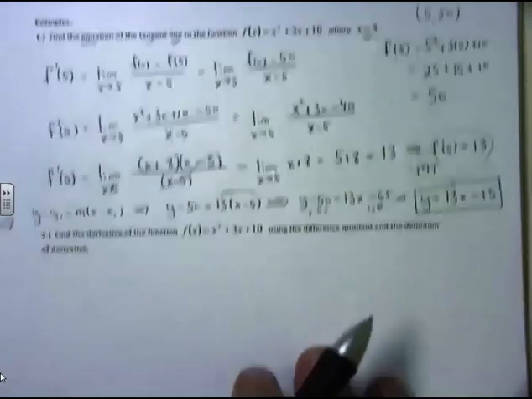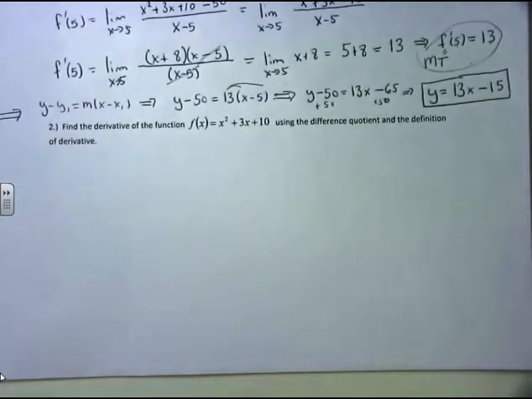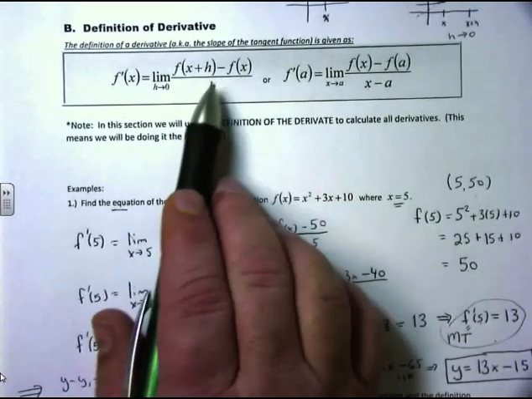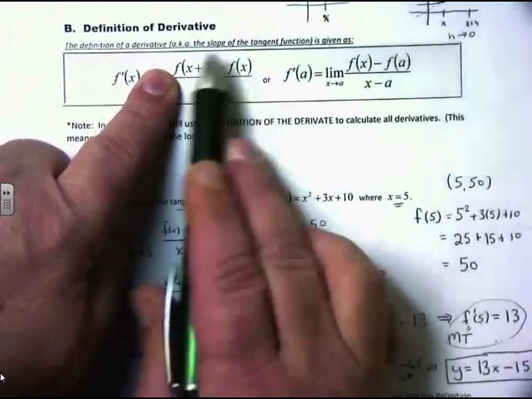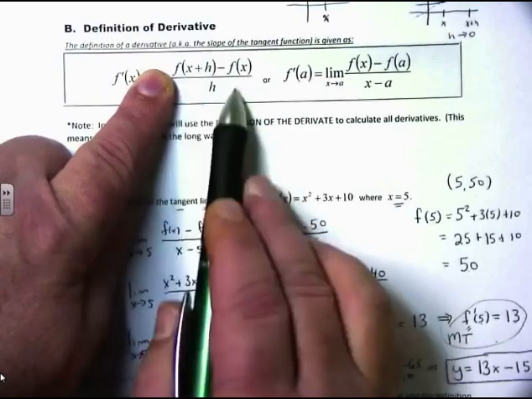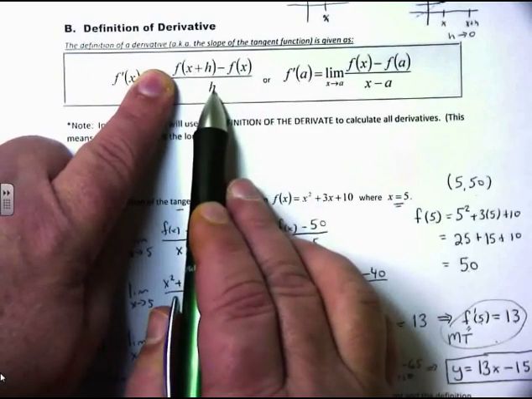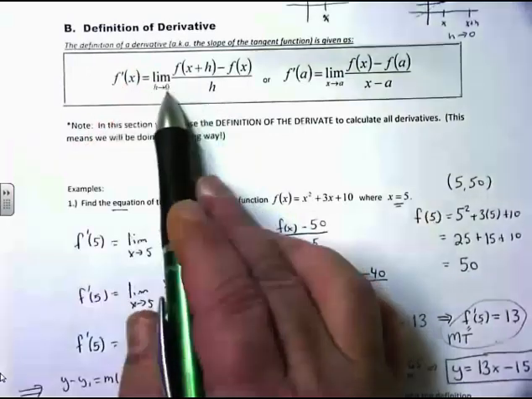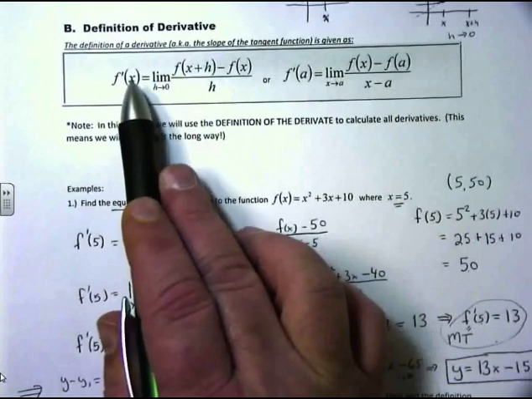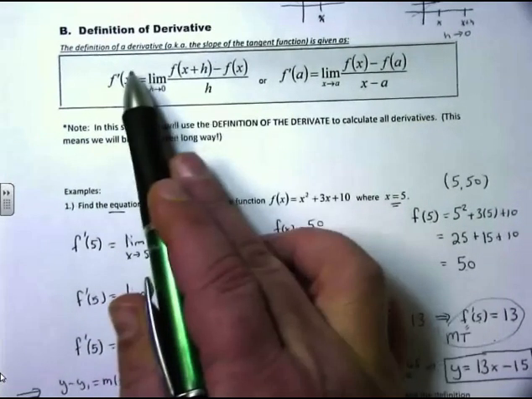Now, look at part number 2. Part number 2 asks you to find the derivative of the function using the difference quotient and the definition of derivative. Now, let's go back up here for just a second. If you remember from your college algebra days, this f of x plus h minus f of x all over h is something we call the difference quotient. So you guys have been prepared for this for many, many years now. What makes it the derivative is when you take the limit as h goes to 0, this gives you the derivative of your function. And it's going to be another function based upon x. And this is what they're after, so this is my definition of derivative.